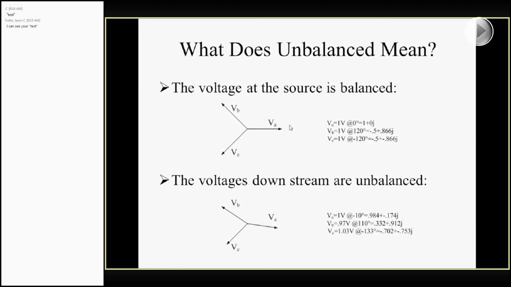Whereas if you go down to the unbalanced, you can have differing magnitudes. So if you look at the A, B, and C, one has 1 volt, one has 0.97, one has 1.03, and they also may not necessarily be 120 degrees out of phase.